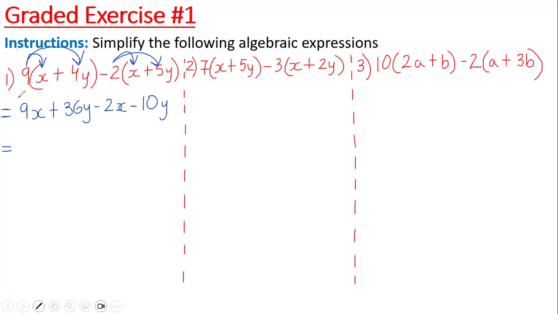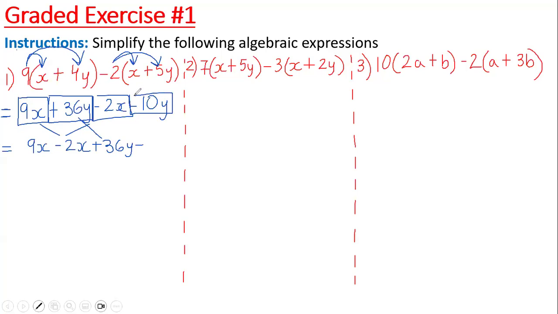we have the group of the like terms, right? So we have 9x and -2x. We bring them together. It's going to be what? 9x minus what? Minus 2x. Good. And then we are going to take the 36y. So plus 36y. Minus what? Minus 10y.